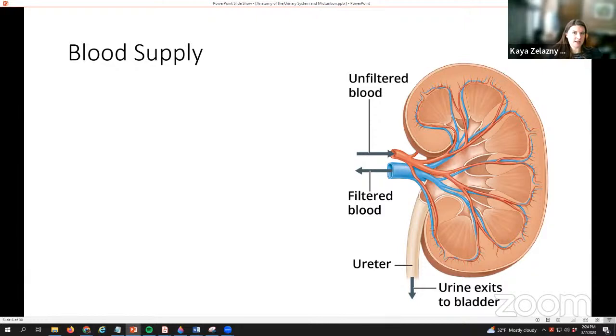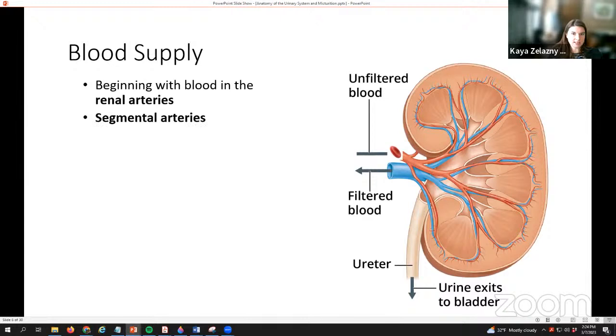Okay. So we have unfiltered blood coming in through the renal artery. So our renal artery is the first part. I'm going to put a little blood cell on. I tried to do some animations to make this a little more fun for us. Okay, so we're starting with our blood in the renal arteries. Okay, now we're traveling through the renal artery.